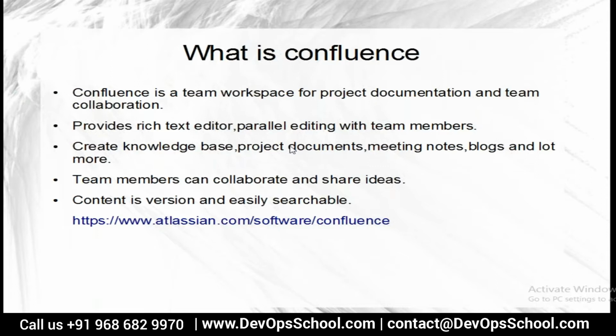The last important thing is that in Confluence we can do versioning. There is version control in Confluence, so we can see the entire history: who has changed the document, when it has been changed, and what has been changed. All those facilities are there in Confluence. These are the core things about Confluence.